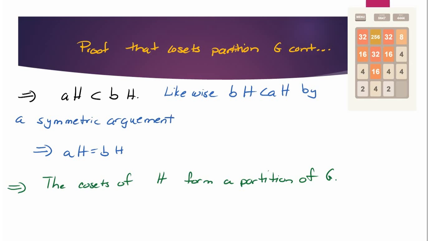So I've done what I wanted to do. I've shown that the cosets of H form a partition of G.